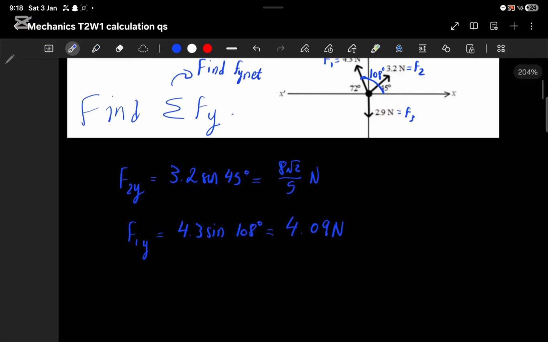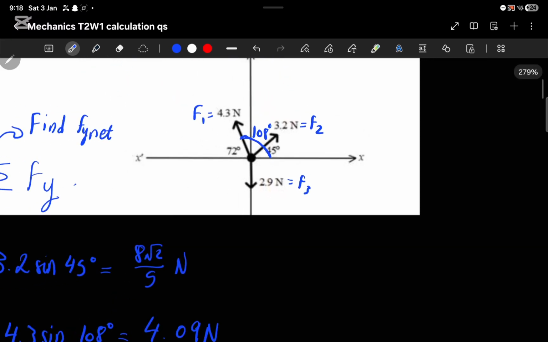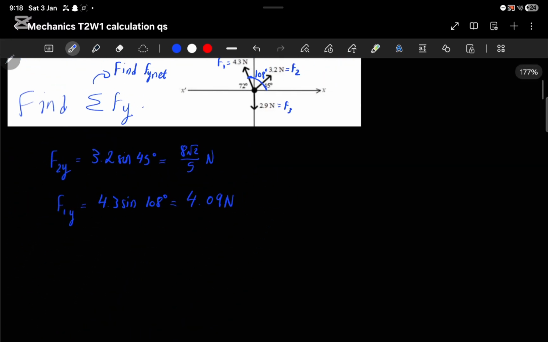Okay. Now, F3, as you'll notice here, is directed exactly along the y-axis. I don't need to split it up into its components because it makes 90 degrees with the positive x-axis. Well, technically it makes 270. It's fine, I'm not going to concern myself with this. Since it's exactly along the y-axis, I don't need to do any component splitting, cosine, sine, whatever. So I can just write F3y is 2.9 newtons.